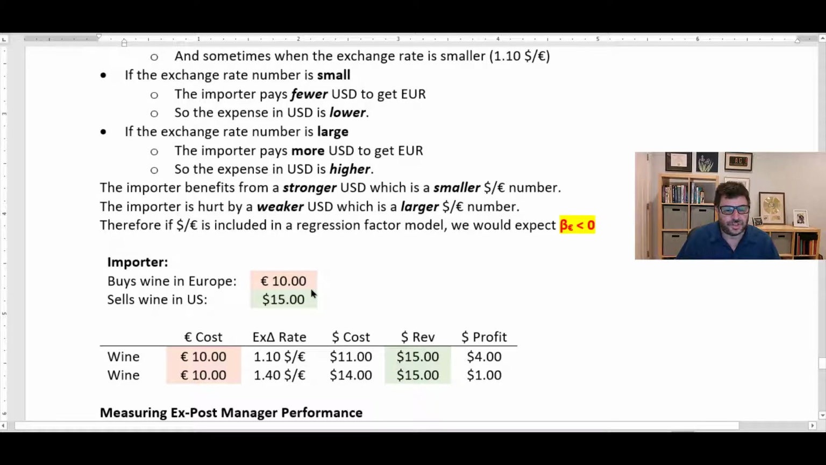And here's the importer, here's the fixed price. The fixed price is going to be 10 euros. The cost in dollars in this particular case is going to be $11. And so the revenue is going to be 15, and so the profit is $4. But if the exchange rate is $1.40 per euro, then the cost is $14, and the revenue is 15. So again, it is the case that an importer benefits from a stronger dollar. And so that's the sign of our betas for the euros, the dollars per euro factor.